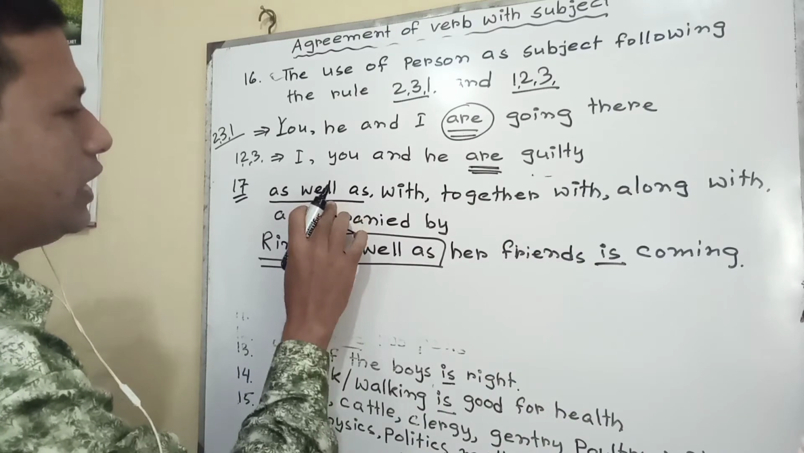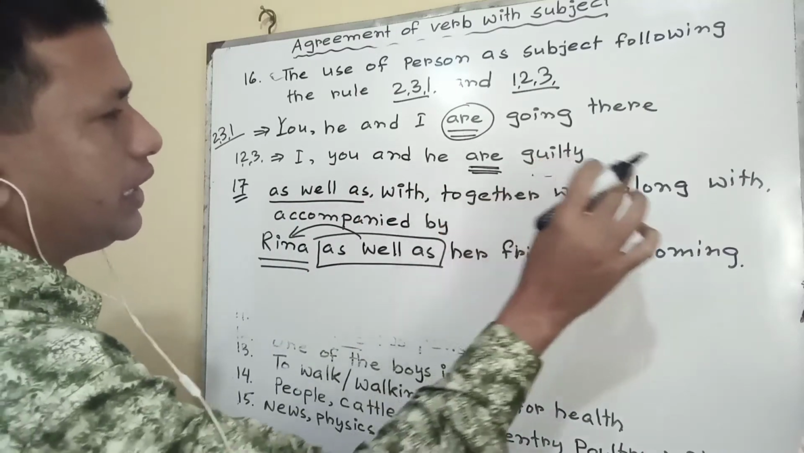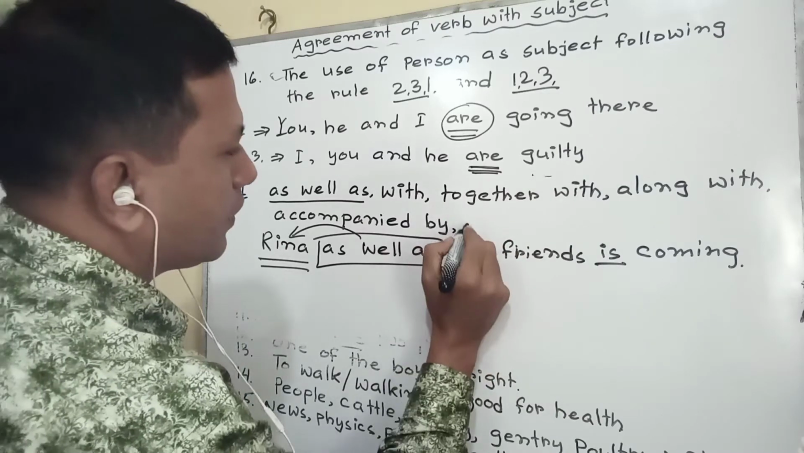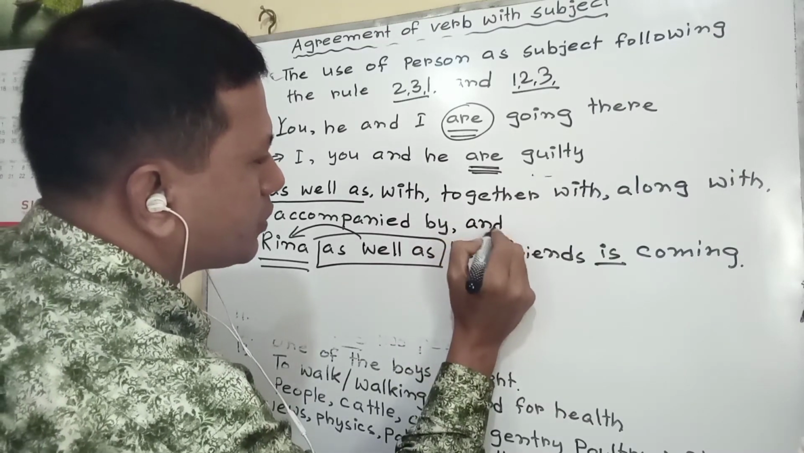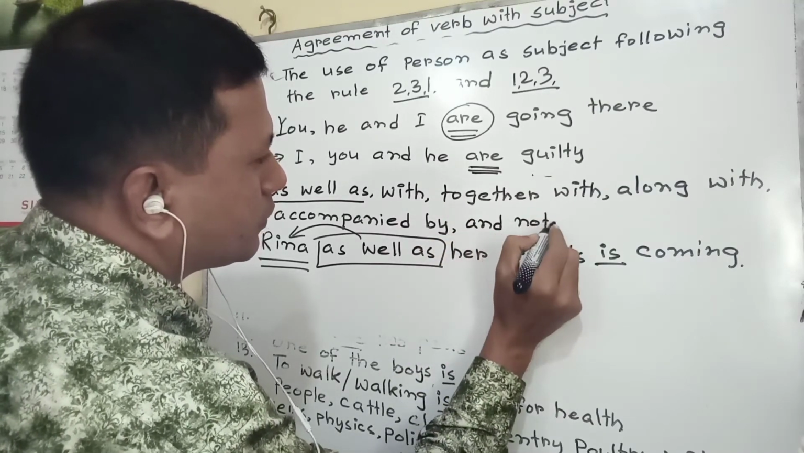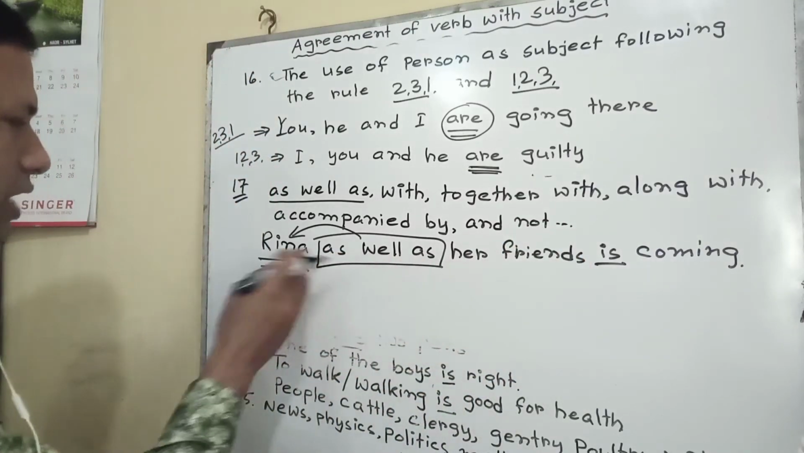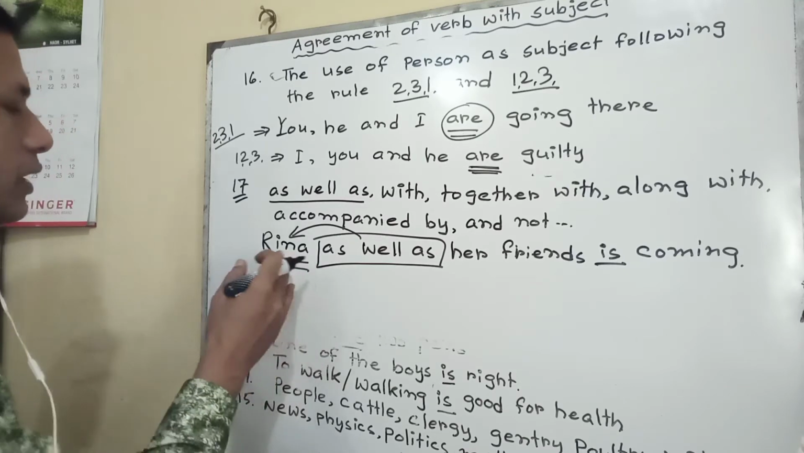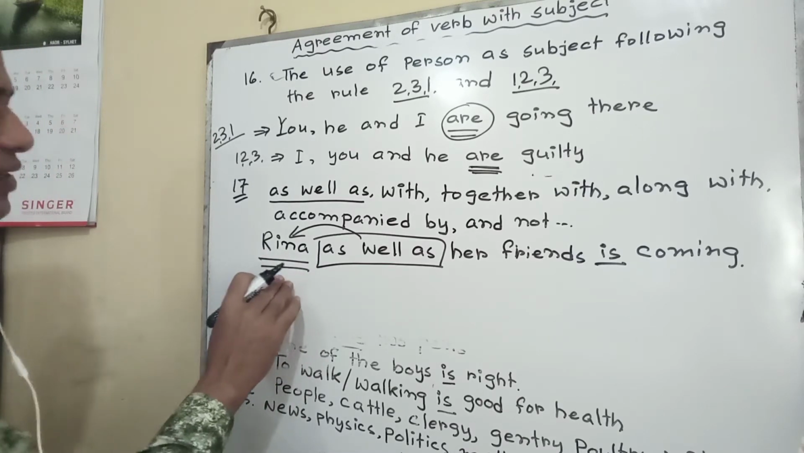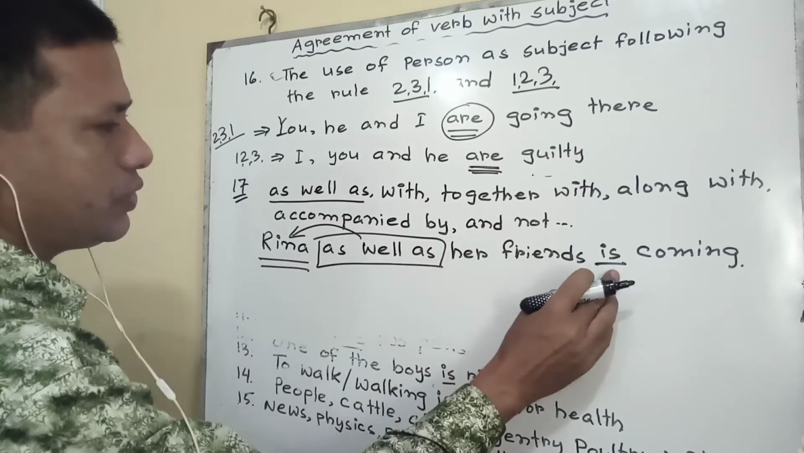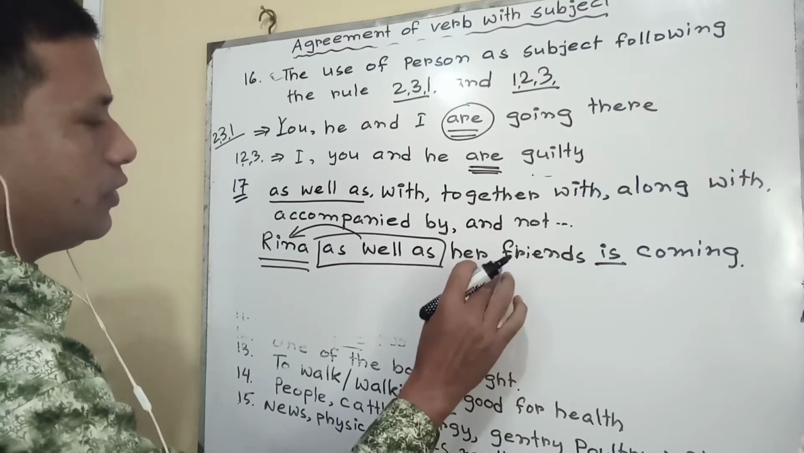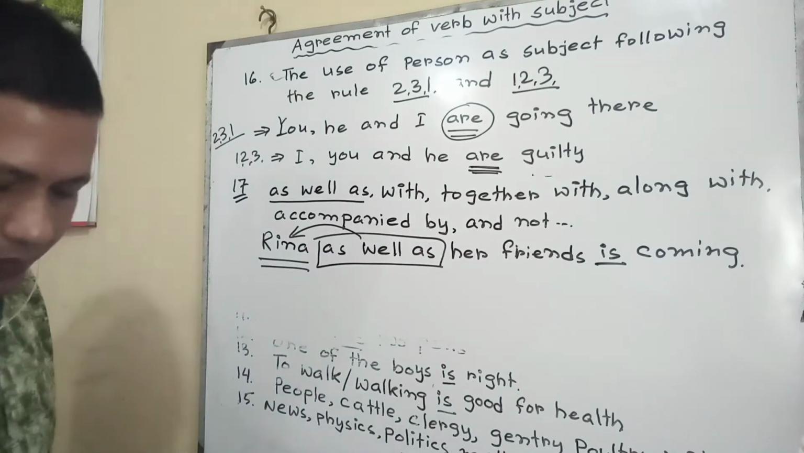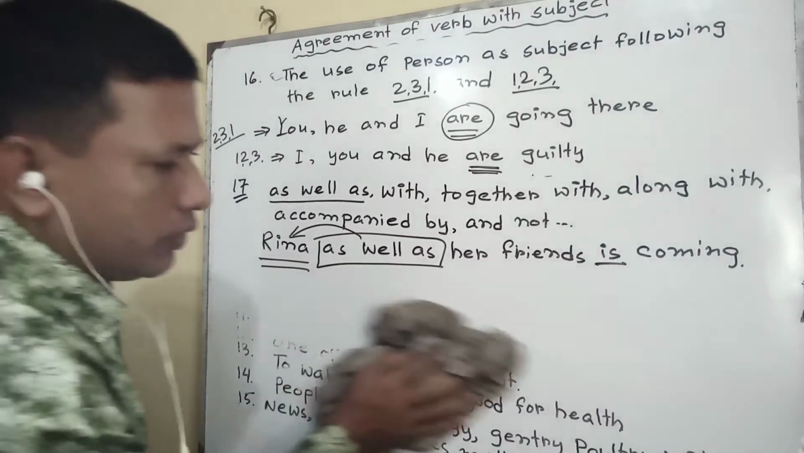In the case of as well as, with, together with, accompanied by, along with, and "and not," in this case also, you have to take the subject from the left side. This one will be the subject, and according to this one I have to choose the verb. See, here the verb is plural, not this one. This one should be taken as the subject at that time.